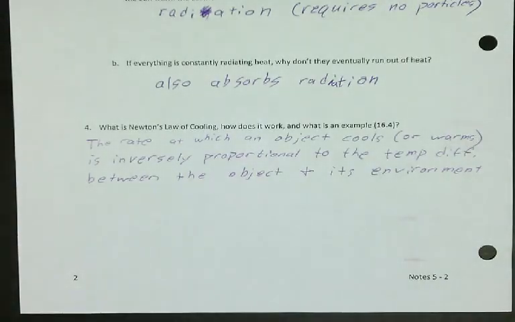So the rate at which an object cools or warms is proportional to the temperature difference between the object and its environment. Basically, the larger the temperature difference, the less time it takes to cool, so the quicker it cools. Same thing with warming. If you want to heat something up, the larger the temperature difference between the object and the environment it's heating up in, the quicker it's going to do it.